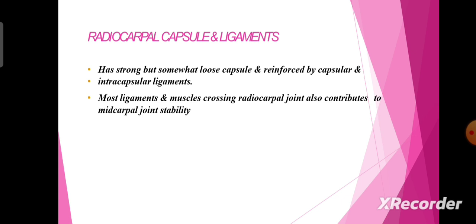Next is the radiocarpal capsule and ligament. The radiocarpal capsule is strong but somewhat loose, and is reinforced by capsular and intracapsular ligaments. Most ligaments and muscles crossing the radiocarpal joint also contribute to mid-carpal joint stability.